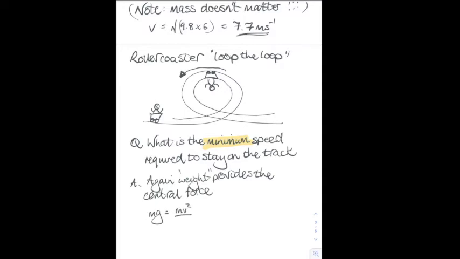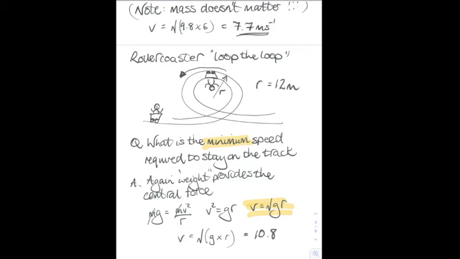If the weight is bigger than the central force, the car will fall into the circle. So again, we use v squared equals gr, so v equals the square root of gr. And that will give us the minimum speed. If the car is to go faster than that, then it will stay on the track. But if it was to go slower than this, then the central force would be less than the weight and it would fall, the car would fall into the middle.